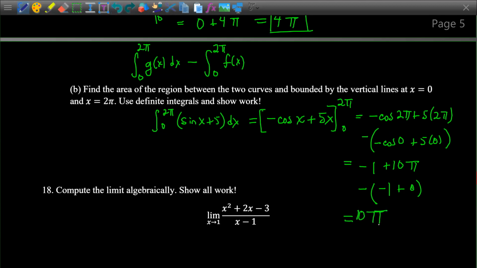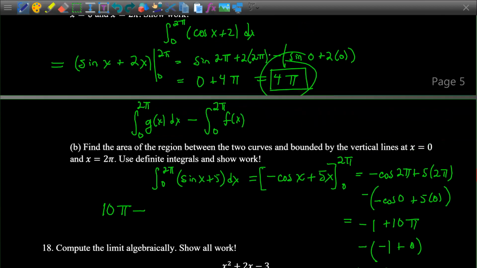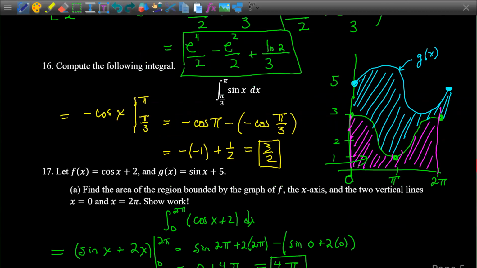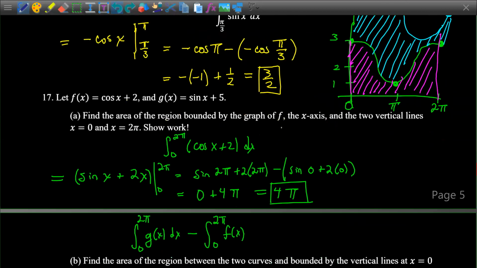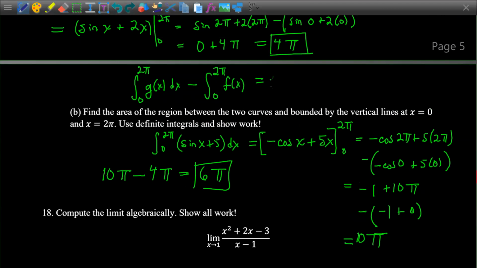But that is not our answer. That's just the area under sine of x plus 5. So our final answer is going to be that minus what we found for the area under f of x, the 4 pi. This pink part up here. That's the area that we found earlier that we need to subtract, and that's 4 pi. So that final answer is 6 pi. This is actually the answer to this question up here, 6 pi.